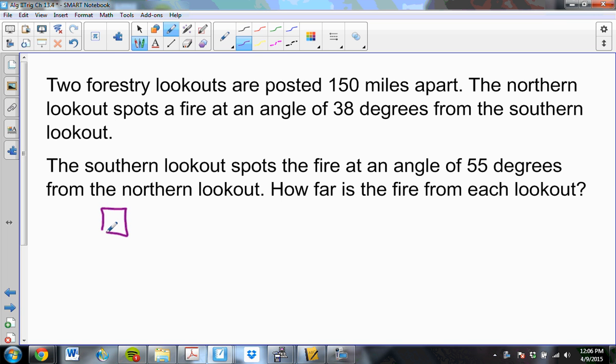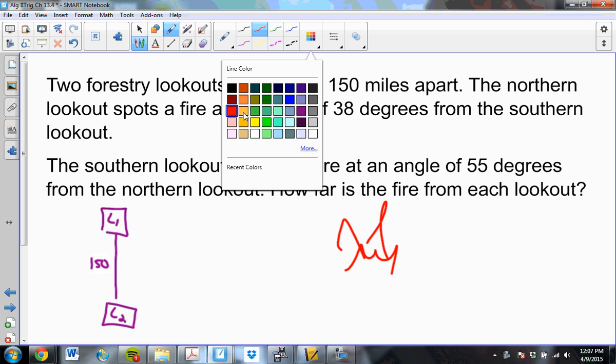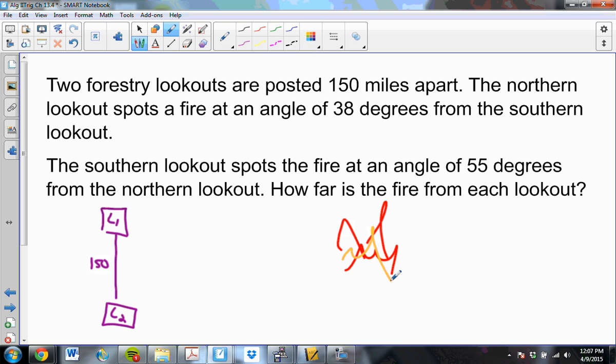post here. These are two lookouts, and I'm not going to draw them super well, but there's lookout 1 and there's lookout 2. One's to the north, one's to the south. They are 150 miles apart, so from here to here is 150 miles. The northern one sees a nice little fire out here. This is my big fire. I'll even throw in some other colors to make it realistic.